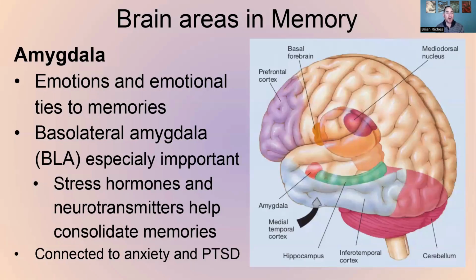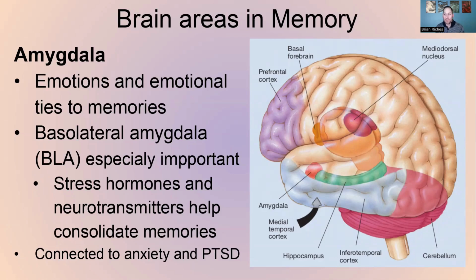So continuing on, we've talked about the amygdala already, but yes, emotions, emotional ties to memories. If you're thinking of a happy versus a sad memory, your amygdala is going to be activated. It's part of the neocortex that has that neural network. It's some of those 1,000 neurons for any given memory. So the basolateral amygdala is a specific spot in the amygdala, and it's especially important. It's doing a lot of that stress hormone bit. So stress hormones and neurotransmitters are important to consolidate memories. That is in the basolateral amygdala.